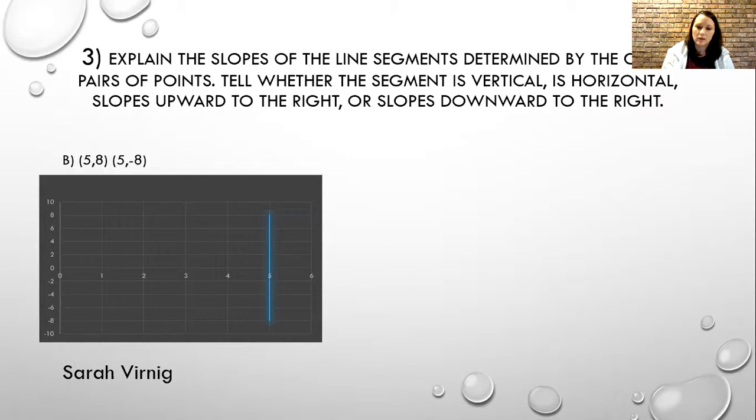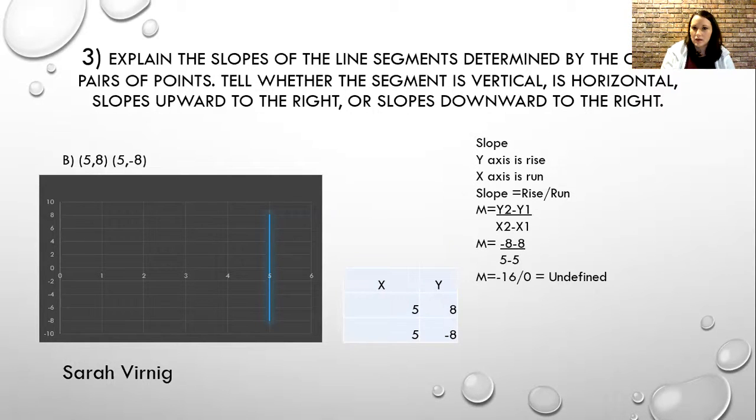It is (5, 8) and (5, -8). Now we can see by this graph that our line is straight up and down. So what does that mean? Whenever we put our points into the formula, we're going to get negative 8 minus 8 divided by 5 minus 5. When we have two negative numbers, we're going to add, and you keep the sign, so it's going to be negative 16 over 0.